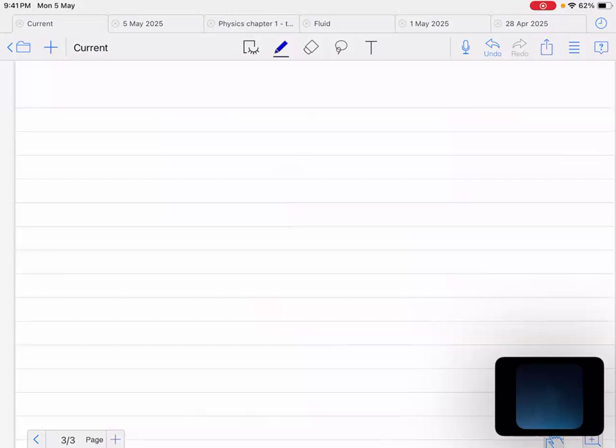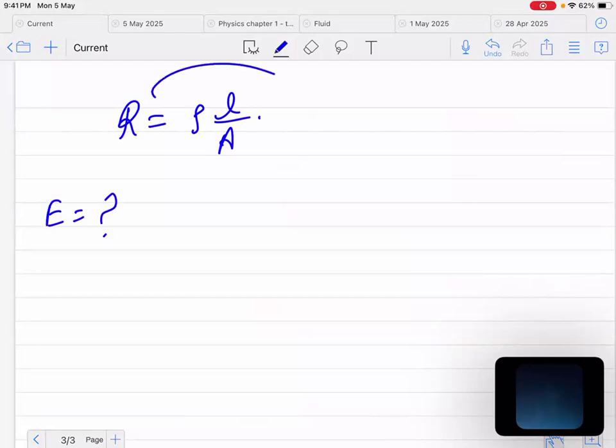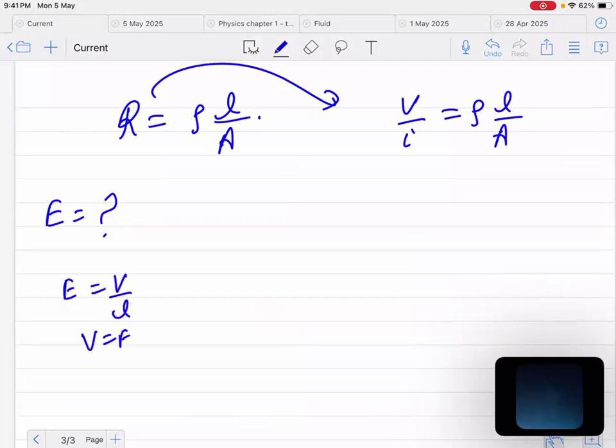Okay. So see how we derive. It's very simple. R was rho L by A. We were interested in some relation of the E. So I'm expressing very fast. See, to memorize it, I'm just showing how you can memorize. R is V upon I, rho L by A. Or directly you can write, because E is V upon L, V is equal to EL. Just write down V is equal to EL directly here.